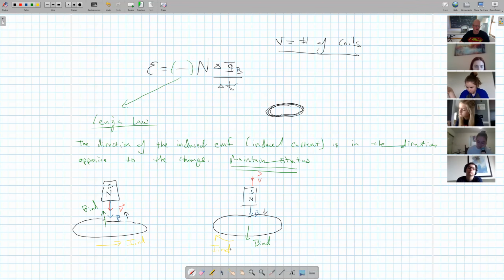So the negative sign gets its own law called Lenz's law, which is that the direction, again, of the induced EMF or the induced current is in the direction which opposes the change. Okay. So this is that negative sign.